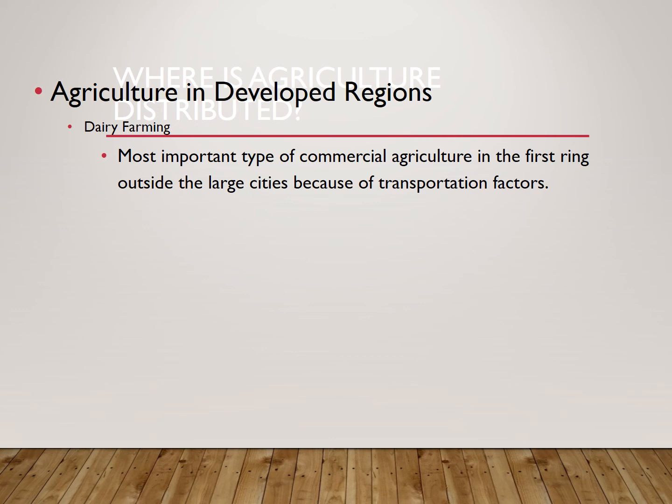Dairy farming is the most important type of commercial agriculture that you will find in the first ring outside the large cities. And that's because of transportation factors. Now, what do I mean by ring? Well, if you took a city and you thought about it in connection to the von Thunen model, it would be in the middle, and there would be a ring around it, and a larger ring around that, and a larger ring around all those. And the idea is that certain types of agriculture will be closer to the city, and certain types will be further from the city.